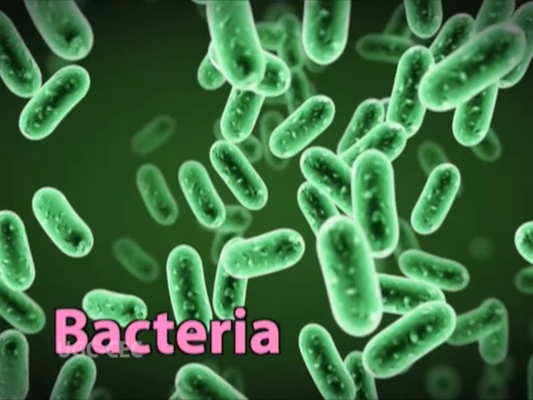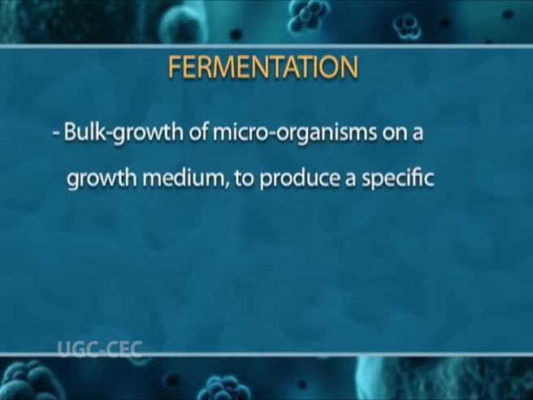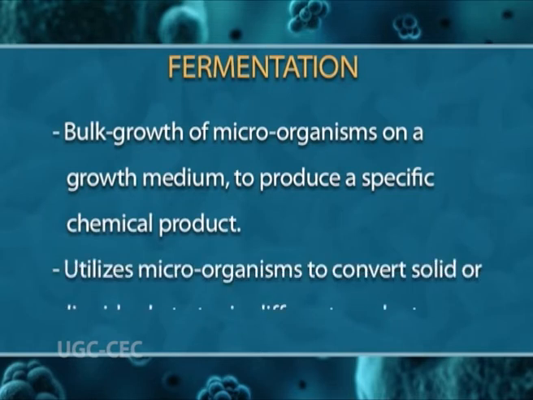Today we are going to discuss various aspects of fermentation. Fermentation is a metabolic process that converts sugar to acids, gases and alcohol. It occurs in yeast, bacteria and in oxygen-starved muscle cells. The term fermentation is more broadly used to refer to the bulk growth of microorganisms on a growth medium to produce a specific chemical product.